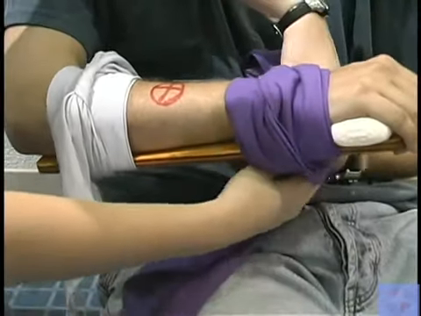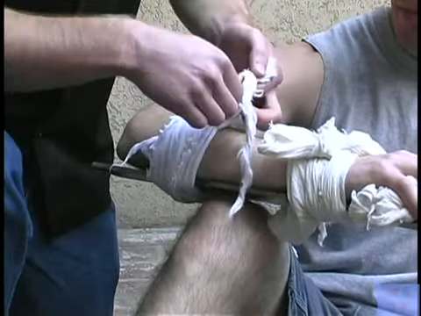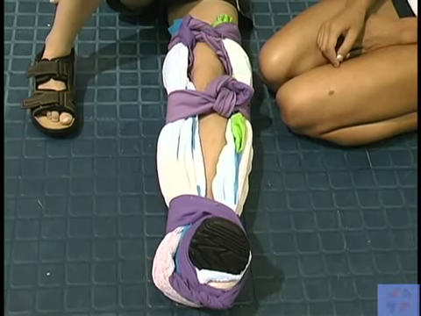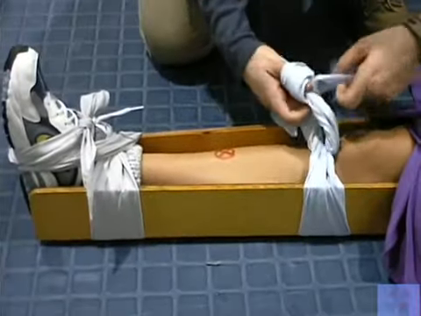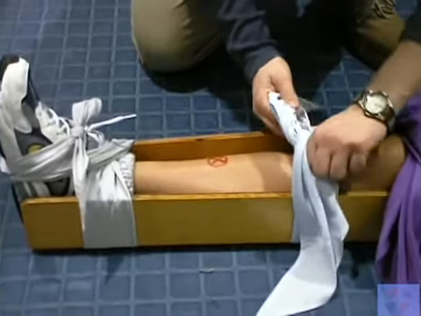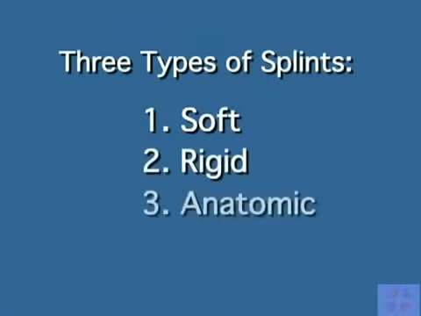If medical attention is delayed, the injury is minor, or you are in a remote area and 911 cannot access you, immediately immobilize the injured area with a splint, sling, or bandages to lessen pain and prevent further damage. A splint is a device that keeps the injured body part in place. There are 3 types of splints: soft, rigid, and anatomic.